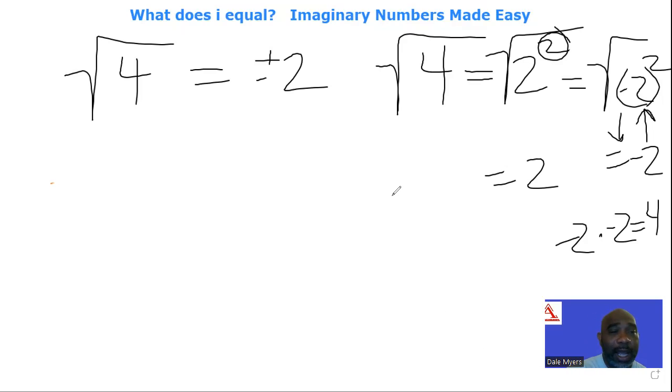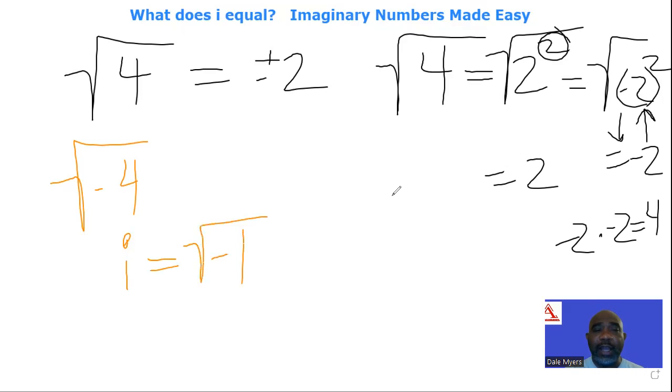But what happens when I give you the square root of negative 4? This is a problem because there is no number that you multiply by itself that will give you a negative number. Remember your rules for multiplying. Positive times positive is positive. Negative times negative is positive. So to deal with this concept, we came up with the construct of i being the imaginary number, where i just happens to be equal to the square root of negative 1.